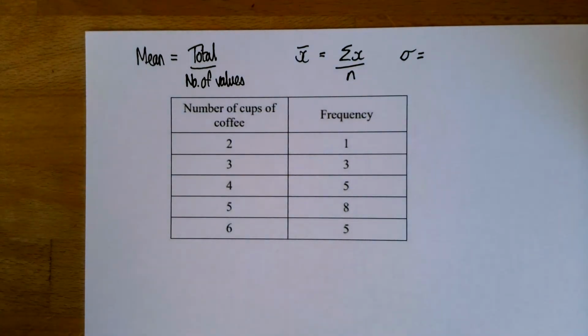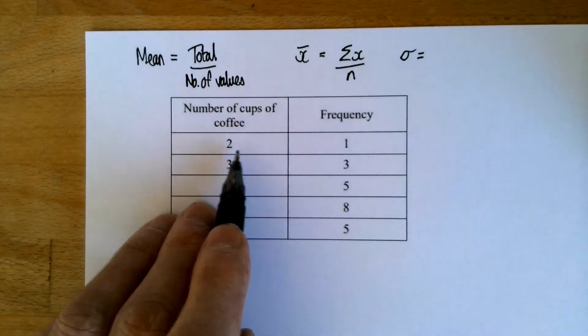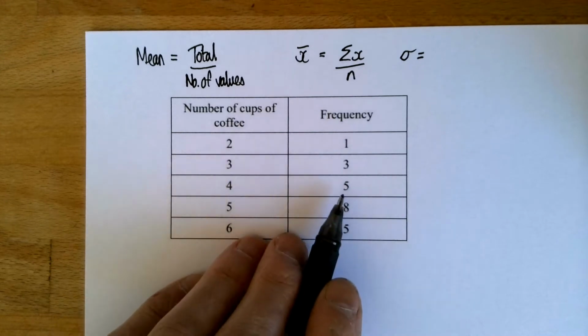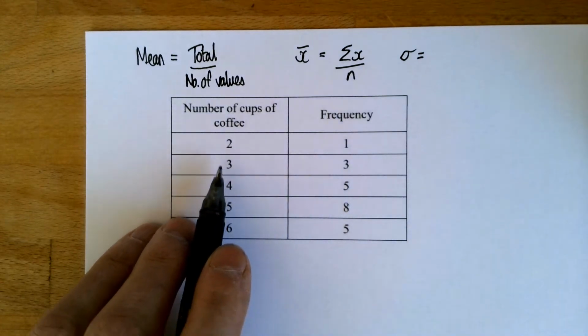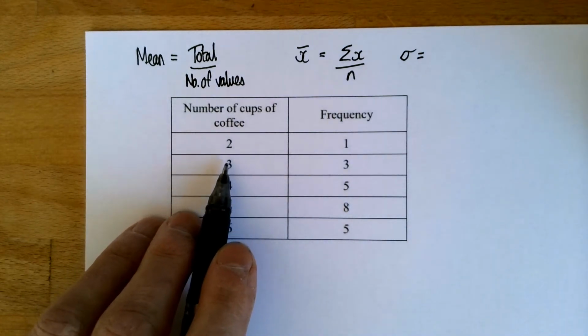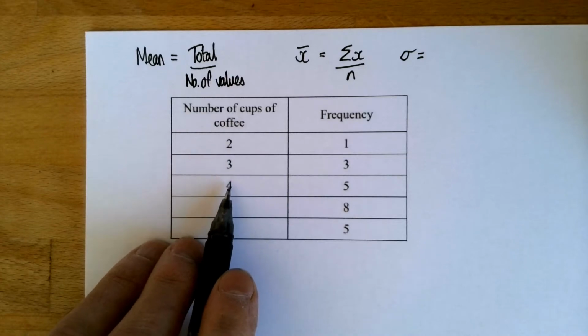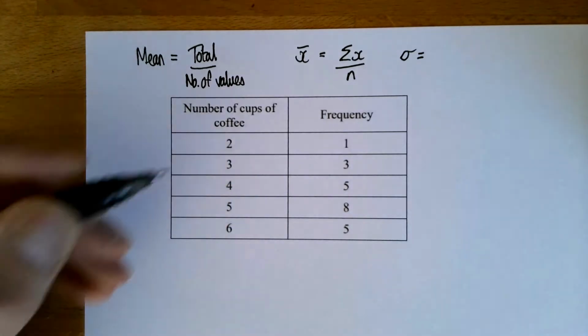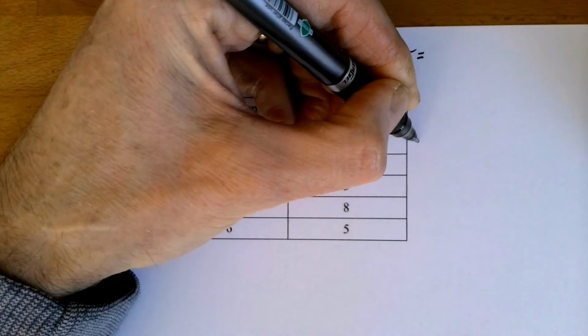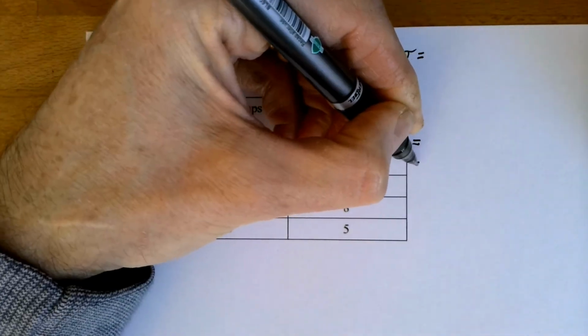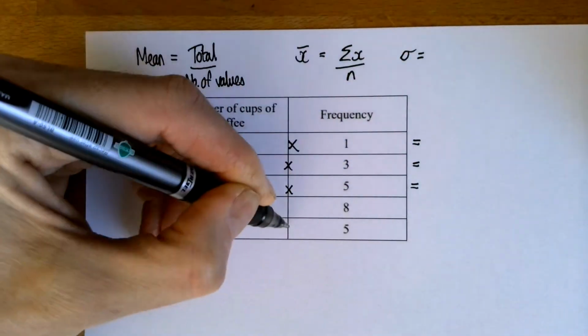So you may remember that when working out the mean of a set of data like this, we've got one person who had 2 cups of coffee, 3 people who had 3 cups of coffee, 5 people who had 4 cups of coffee. You don't need to do 2 plus 3 plus 3 plus 3 plus 4 plus 4 plus 4 plus 4 plus 4. You can do multiplication, can't you, to speed it up. So we multiply those all together.